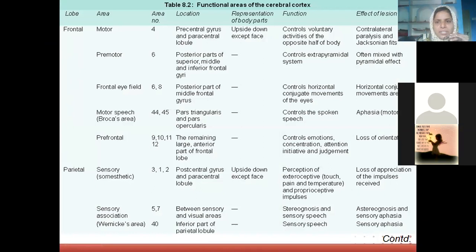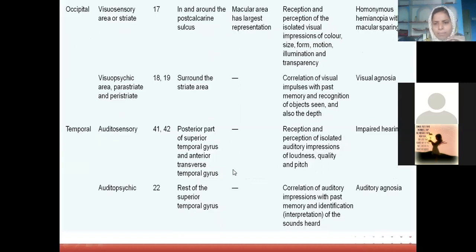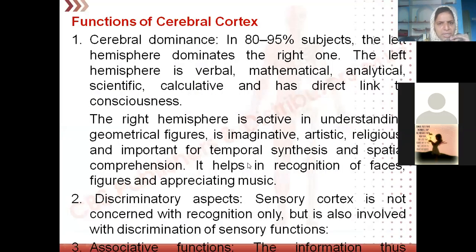The body's representation is upside down and it controls voluntary activities of the opposite half of the body. Contralateral paralysis and Jacksonian fits occur if this area is damaged. Like that, we have other functional areas, like frontal, parietal, occipital, temporal. Take a screenshot of this also. This is complete, beta. Cerebrum is complete. It's so easy, no? Chaurasia has represented it in a very easy way.